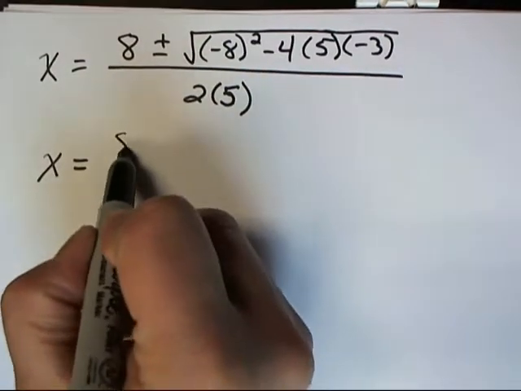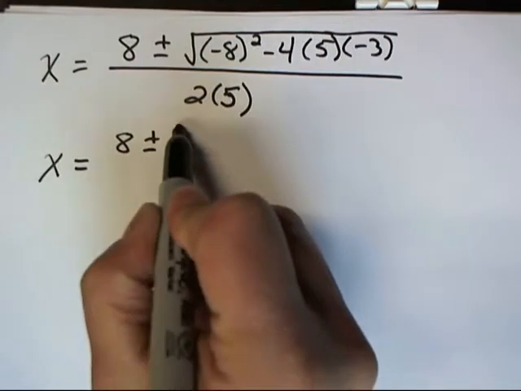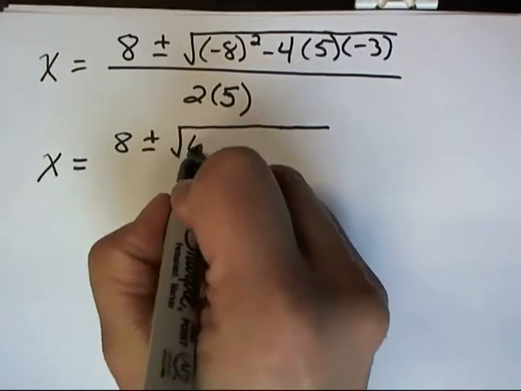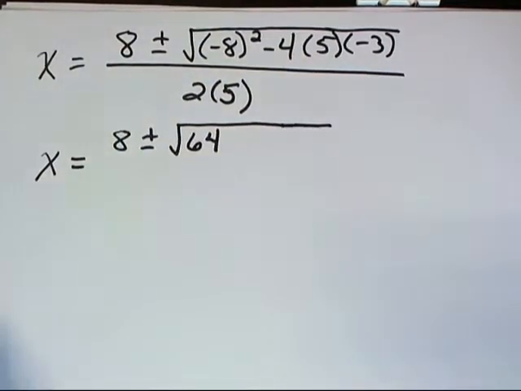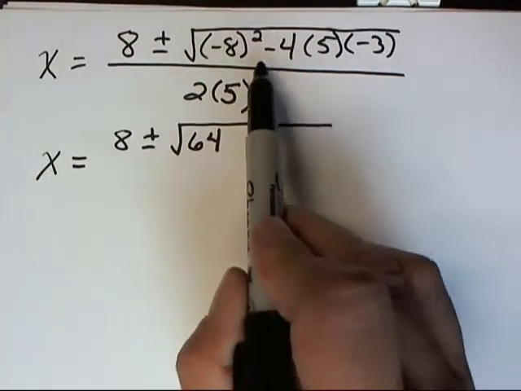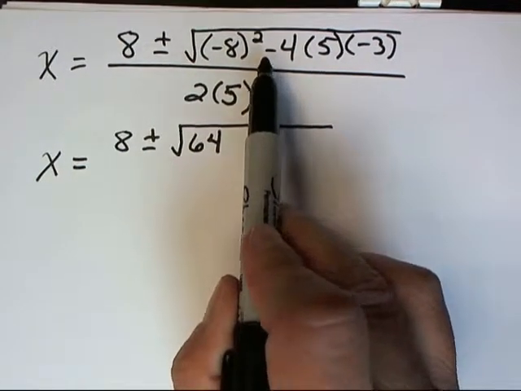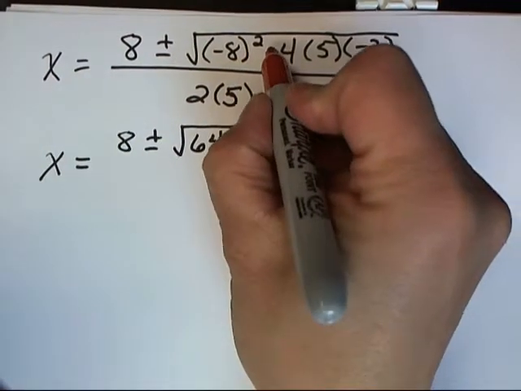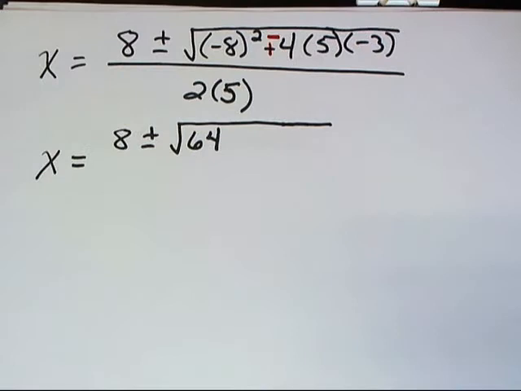So we're going to have our 8 plus or minus the square root of negative 8 squared, which is going to be a positive 64. Now that I'm in a different term, I can do this multiplication at the same time as well. This is where some students struggle with, oh, is this a negative or is it a subtraction? It's one or the other, but not both. I like to think of it as a negative because subtracting is the same thing as adding a negative. So I rewrite it like this, plus a negative.